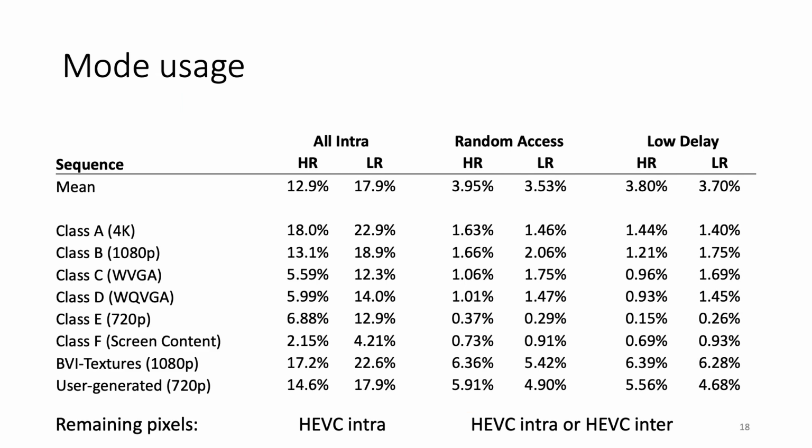We also studied the mode usage, meaning the percentage of pixels which is coded using the proposed methods. Also, in the same table scheme as on the previous slides, we see that between 13 and 18% of the pixels is coded using our method for all intra, with the results being lower for the configurations which allow motion compensated predictions. The remaining pixels are either predicted by HEVC intra, in the case of all intra coding, or by HEVC intra or HEVC inter for the other two configurations.